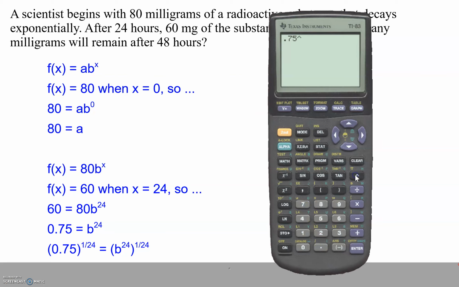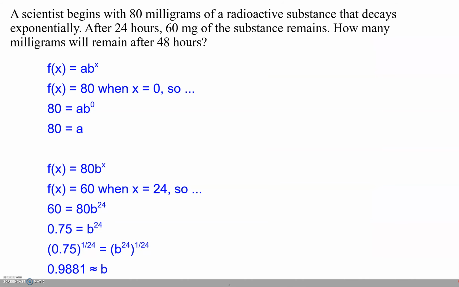So 0.75 raised to, and I'm going to use parentheses here so my calculator understands the whole expression that I'm going to put in is part of the exponent. So 1 over 24, 1 divided by 24, and that whole thing now is my exponent. I hit enter, and we're going to round to 4 places, 0.9881. So my b is approximately 0.9881.